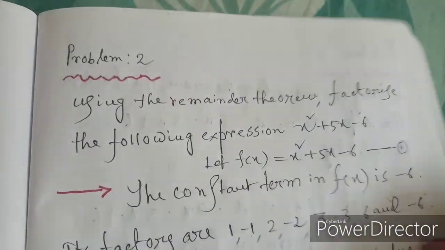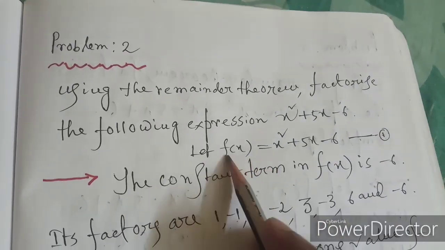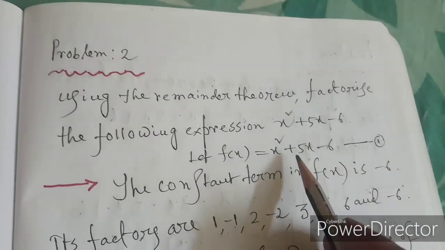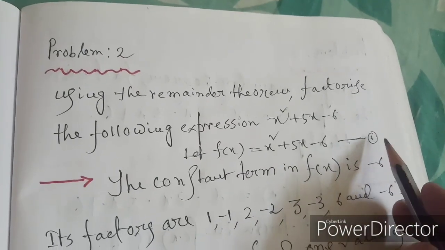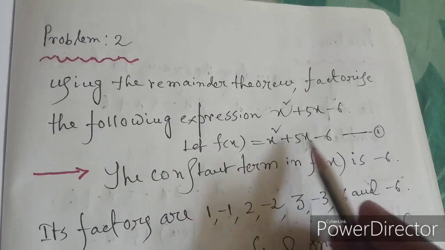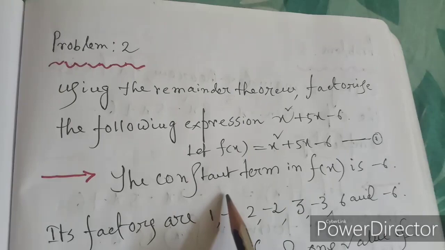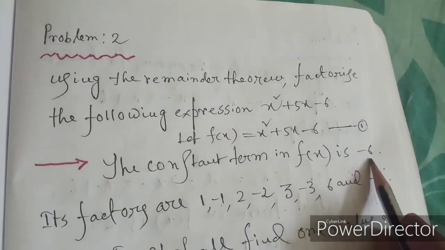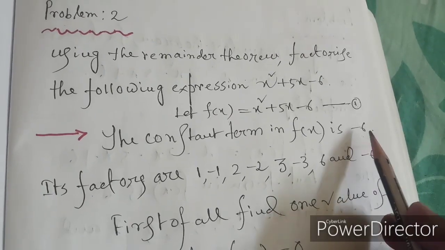So now how to solve it? Let this polynomial be f(x). Let f(x) equal to x square plus 5x minus 6, and call this equation number 1. It has an x square term, an x term, and a constant term. The constant term of f(x) is minus 6. So now, what are the factors of minus 6?